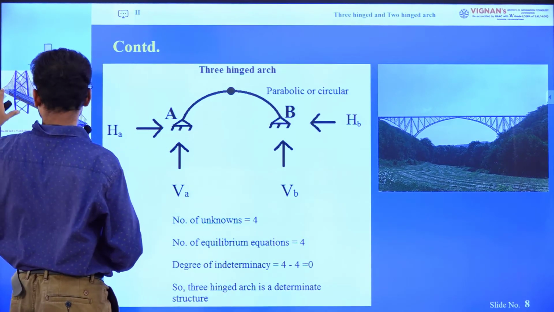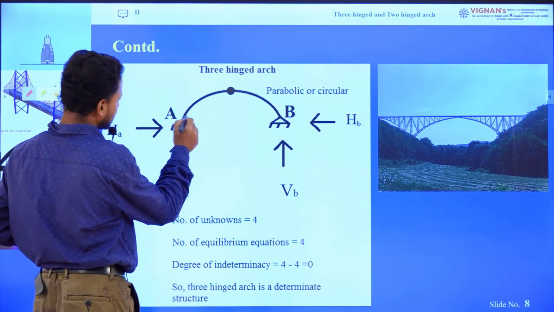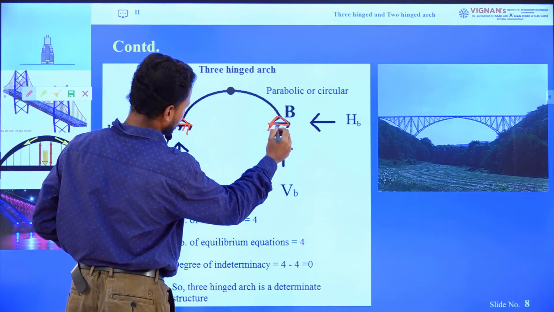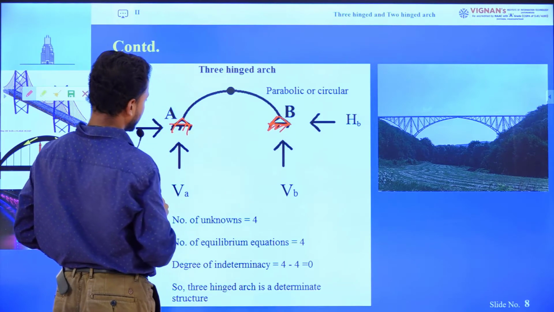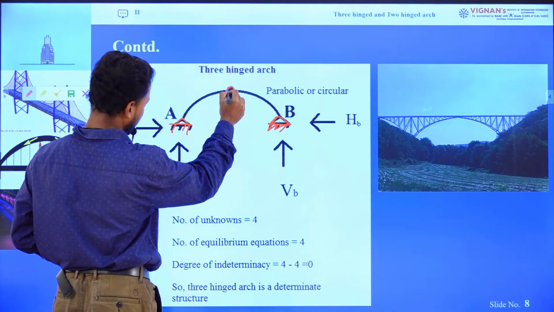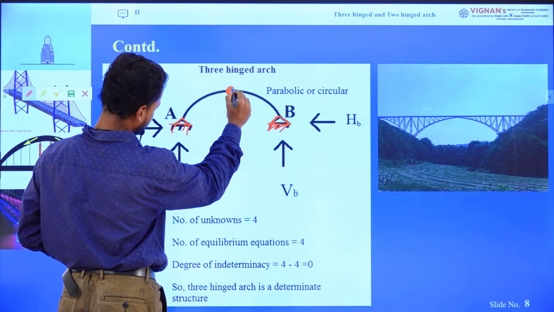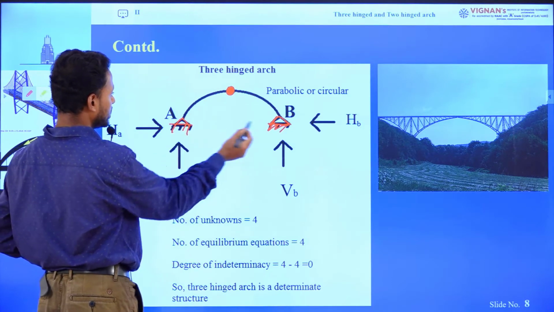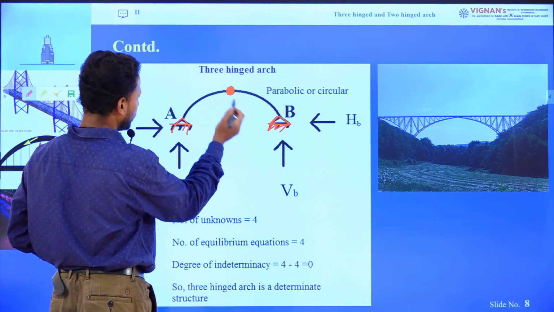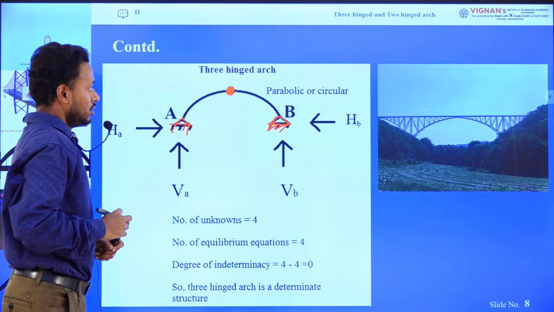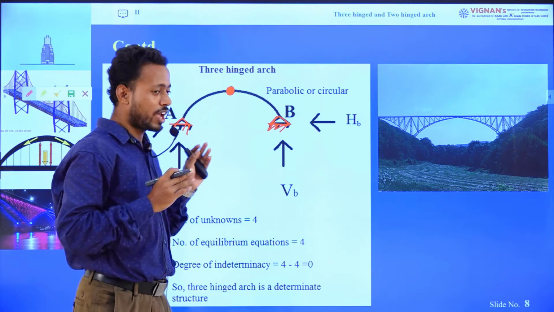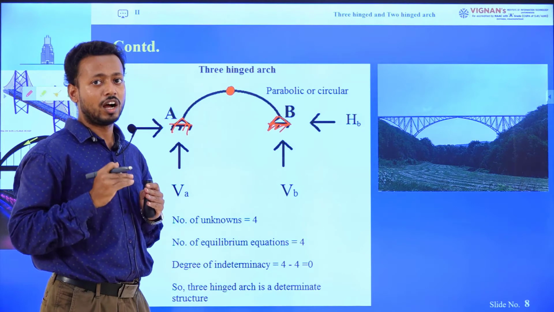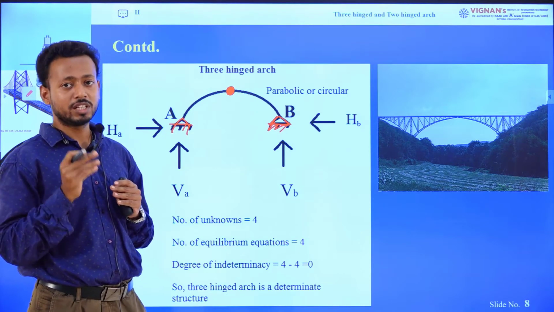See here, a 3-hinge arch has 2 supports. These supports are hinge supports, and 1 hinge is provided at the crown. So it has 3 hinges, 2 hinges at the supports and 1 hinge at the crown. So we have to calculate the static degree of indeterminacy. How will we calculate the static degree of indeterminacy?